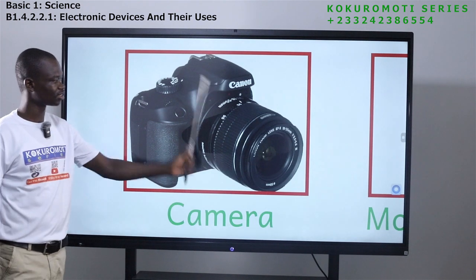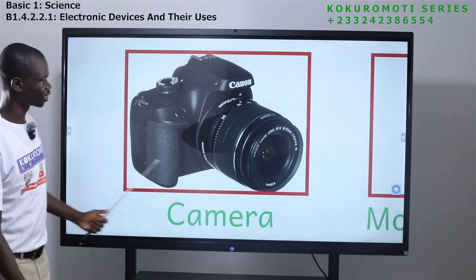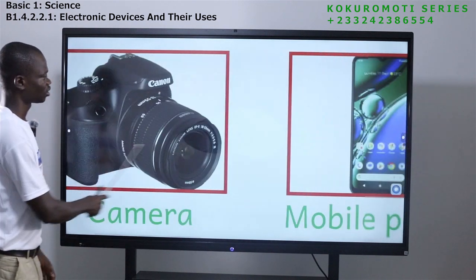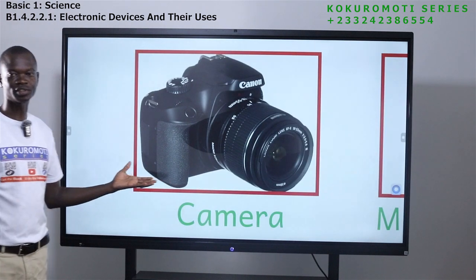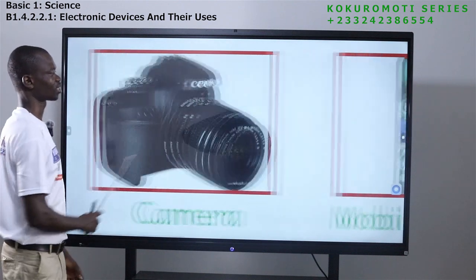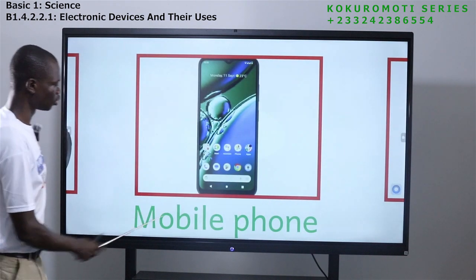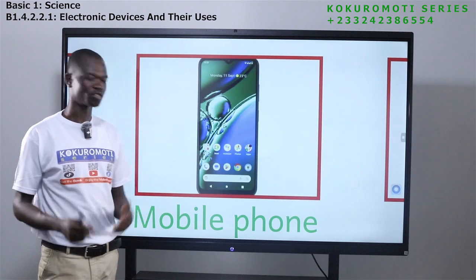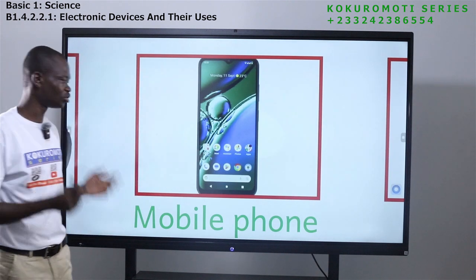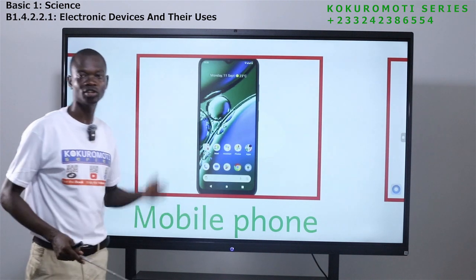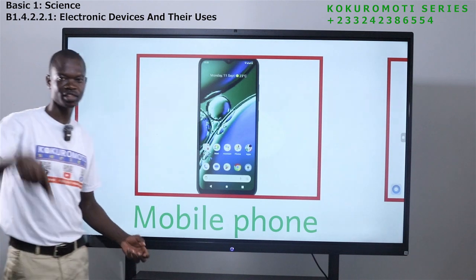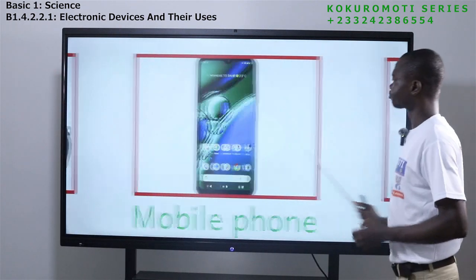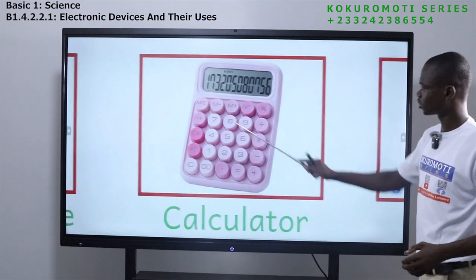This is a picture of a camera. Does it use electricity or battery? It uses battery. Let's come to this side. This is a mobile phone. If you are watching me from a mobile phone, what does it use? Is it battery or electricity? There is a battery in it. The battery is charged by electricity.